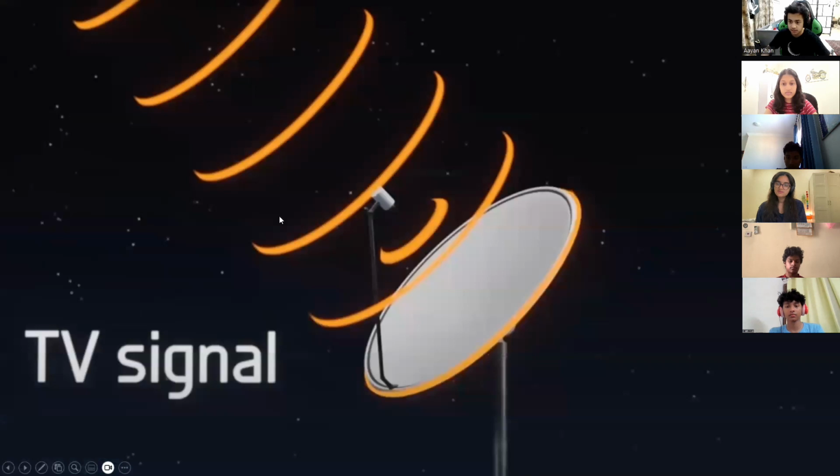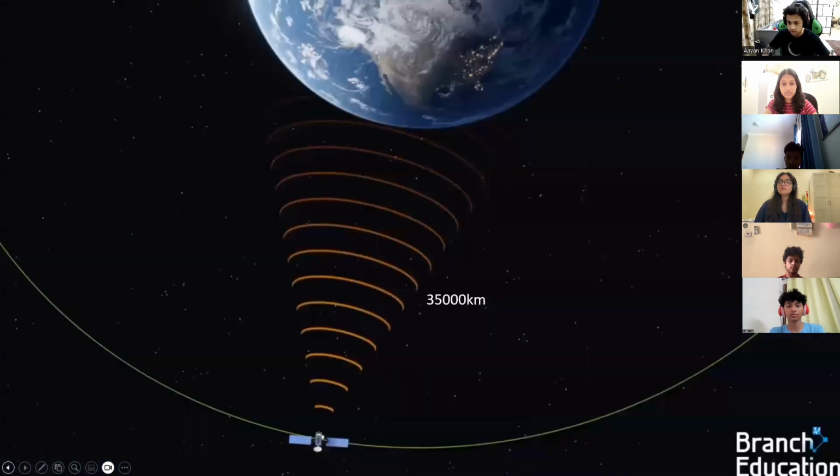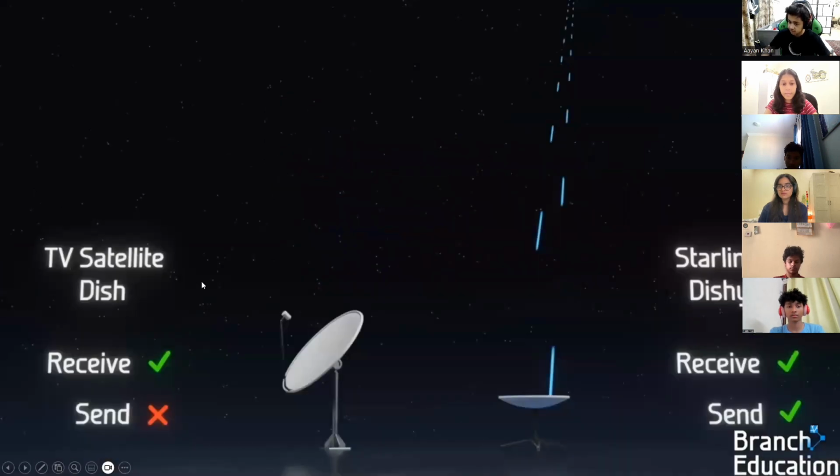So this is a TV satellite dish, and it focuses the electromagnetic waves that are sent from the TV satellites into this one area, and that's how it processes it. TV satellites, as you can see, are much farther than Starlink satellites. The TV satellite dish can only be used to receive data. It cannot transmit data to the satellite. However, the Starlink dishy, as Elon Musk fondly calls it, can receive and send data.